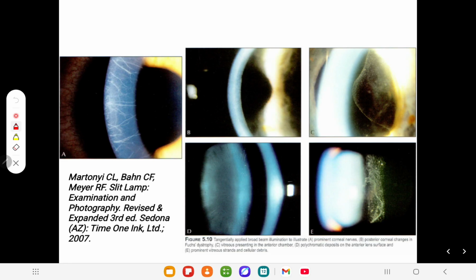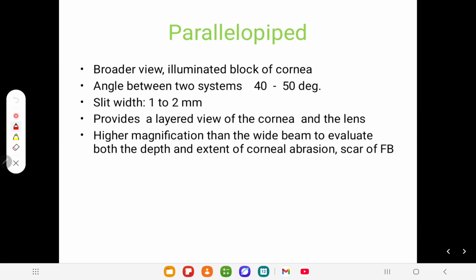So I can say it's broad, but not as broad as a parallelepiped. Can you see this area? Very good optic. What do you call this? Isn't it prominent corneal nerves? These are prominent corneal nerves. Can you see here? What is this? A lenticular structure, isn't it? So basically this is roughly broad, but sometimes we call it parallelepiped too.